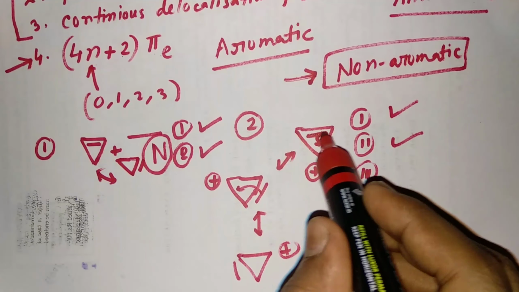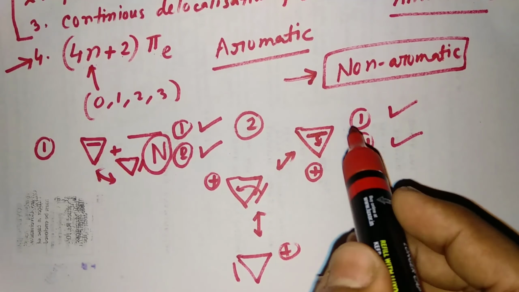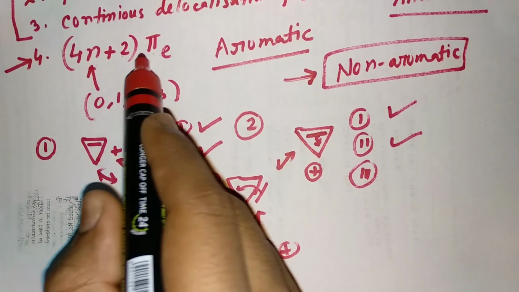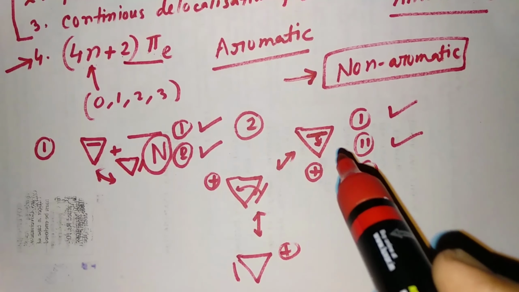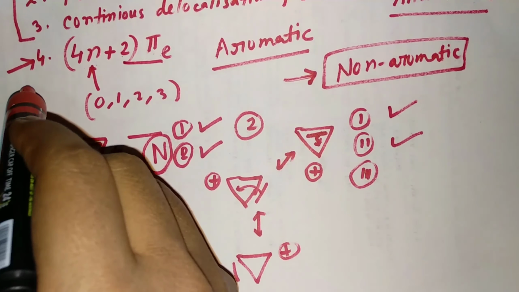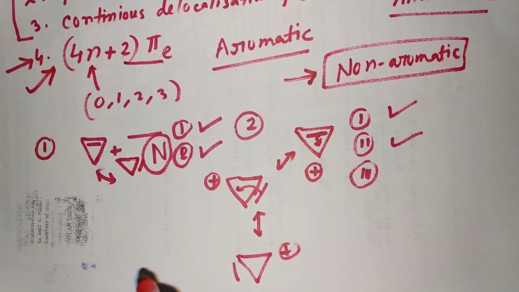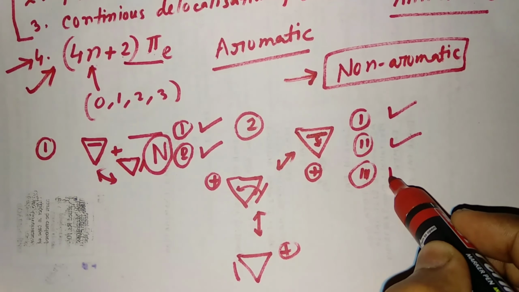One pi bond means two pi electrons. So if we put n equals 0, then we will get two pi electrons. For n equals 0, the system is aromatic because it obeys the fourth rule. First, second, third and fourth rule. So it obeys the third and fourth rule. So this system is aromatic.